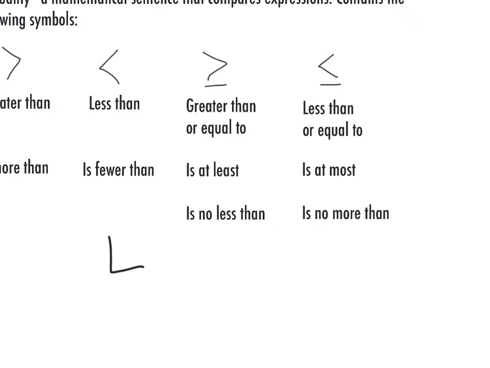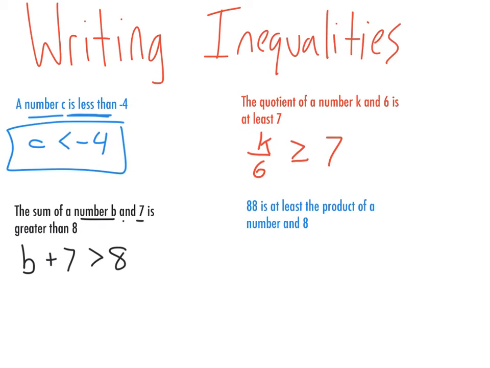All right, lastly, 88 is at least the product of a number and 8. So 88 is, so that's what we're seeing first. Again, we said at least means greater than or equal to. Well, what? The product of a number and 8. So product means multiply, and we're multiplying what? Some number. It just says a number. It doesn't say a number K or a number Y, so we can use whatever variable. Let's use T and 8. So 88 is greater than or equal to T times 8.